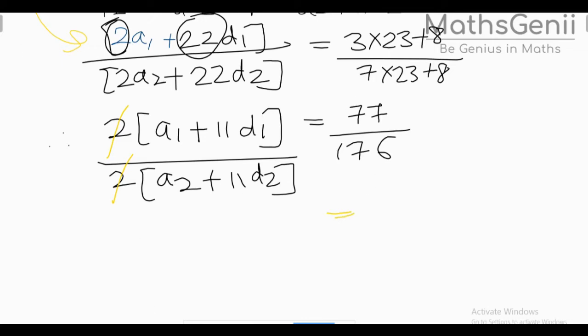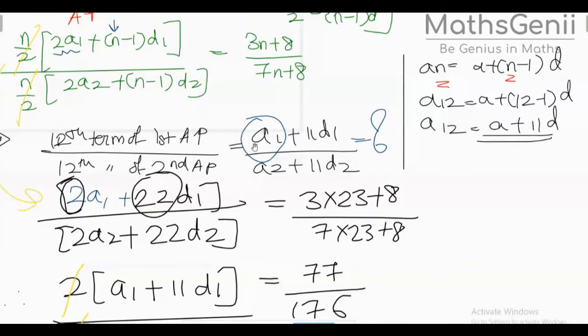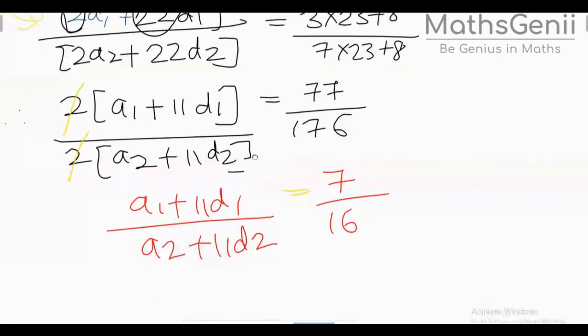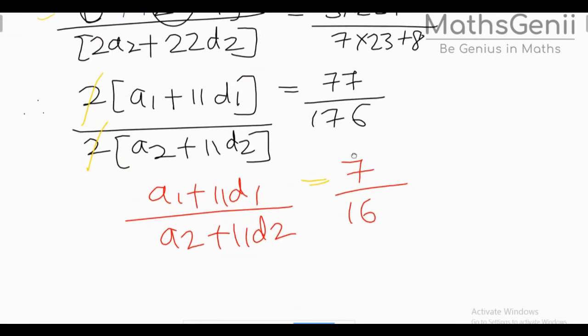This is divisible by 11. So this is 7, 11 sevens are, and this is 11 sixteens are. If you divide this by 11, you will get 16. So this is what I wanted to find, right? Correct? The 12th term. Remember, this is the equation: A1 plus 11d1 upon A2 plus 11d2. This is what I wanted to find.